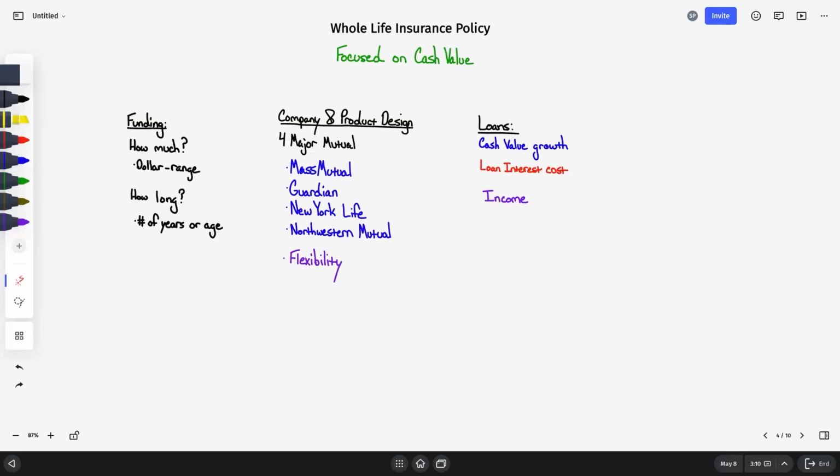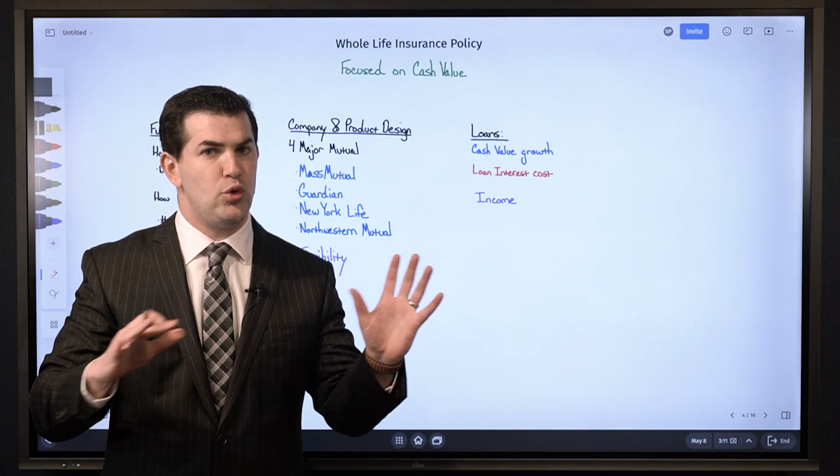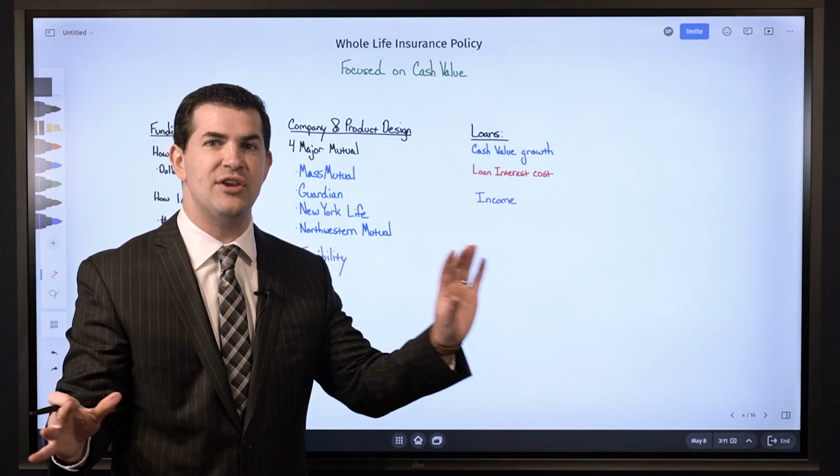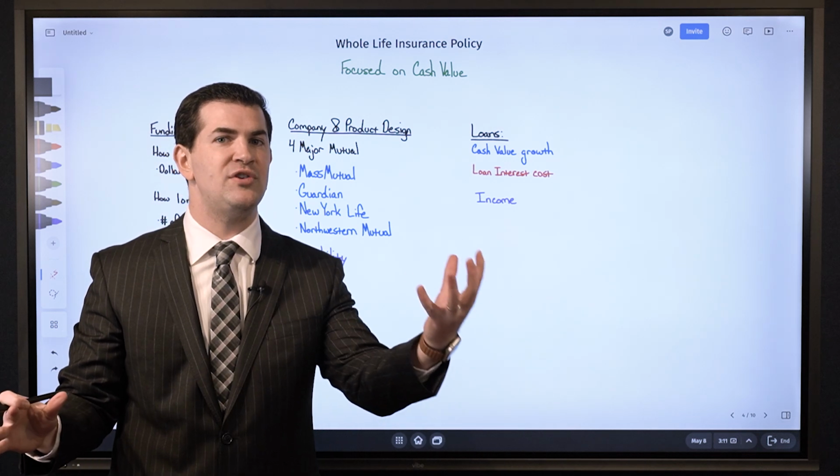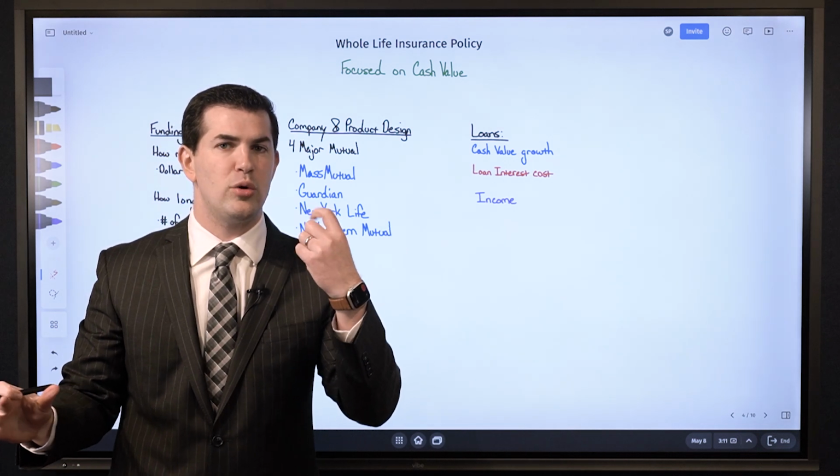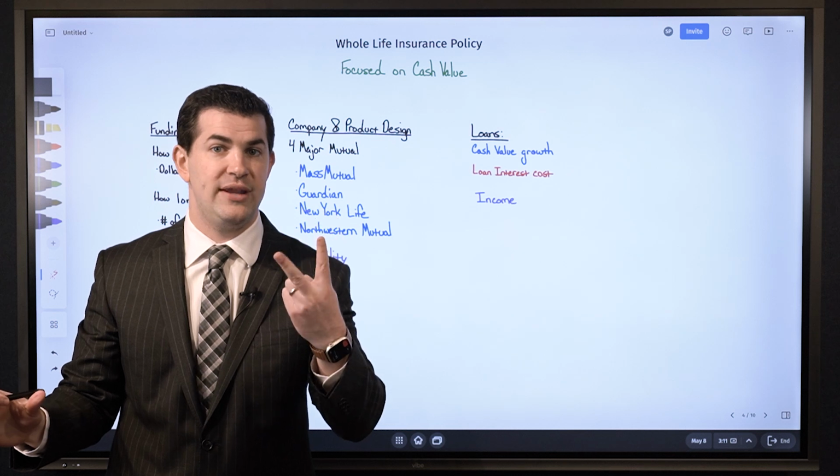Next, loans. So here's the big thing to look at with policy loans. For me, I'm interested in the cash value growth. Specifically, what is my policy growing by year over year? And I do not want to include the payments I make. I want to know, what am I receiving from the insurance company in total guaranteed interest and total dividends.